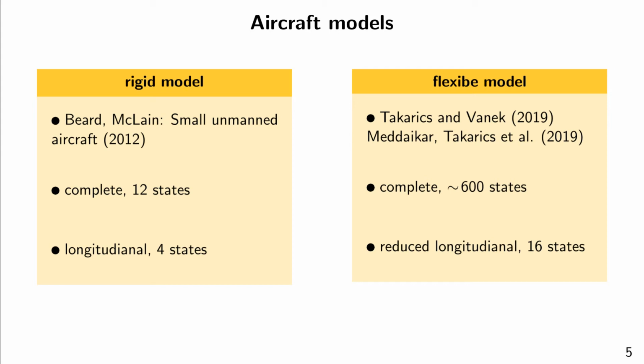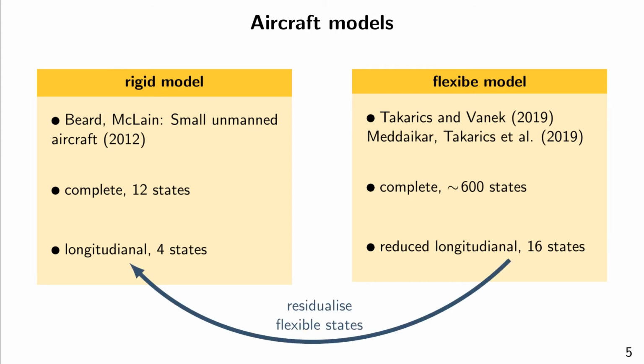Also, this model is trimmed and linearized at a certain speed to obtain a linear design model. For this study, we residualize the flexible states of this reduced linear longitudinal model to obtain the rigid longitudinal model. We do this to make the differences between the models solely stem from the flexibility. This way, they are comparable. In practice, the rigid model is the result of an independent process.